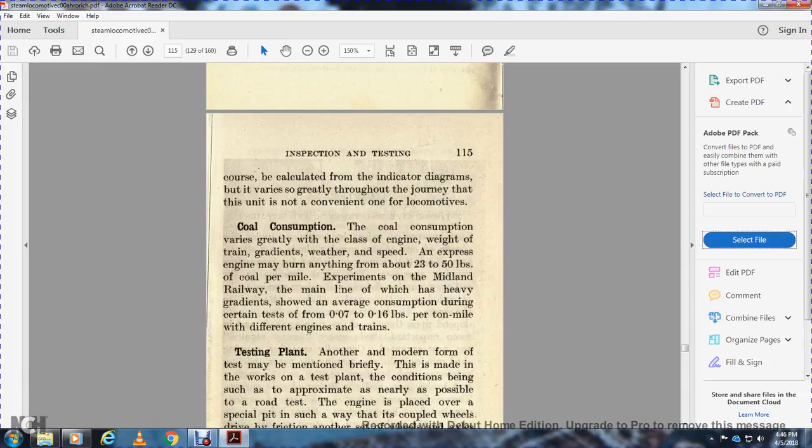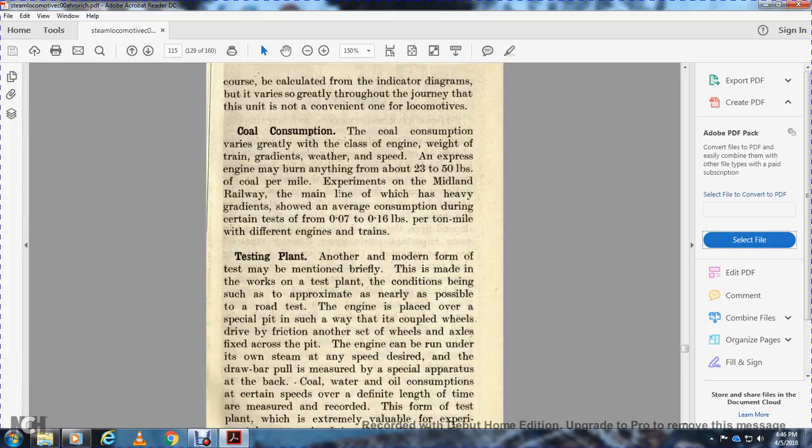Coal consumption. Coal consumption varies greatly with the class of engine, weight of the train, gradients, weather, and speed. An express engine may be running anything from about 25 to 50 pounds of coal per mile, except on experiments for the main line of the railway, where the heavier gradients show for the average consumption during certain tests about 0.7 to 0.16 pounds per ton-mile, for the different engine trains.